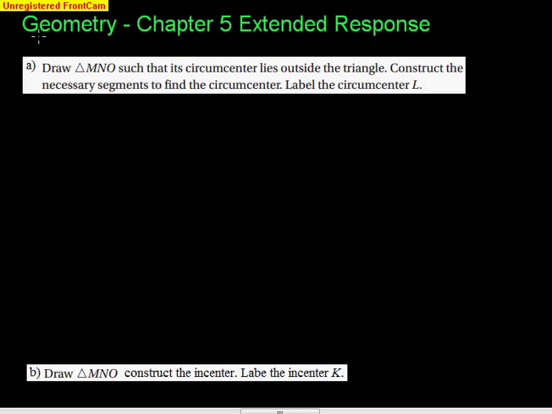Okay, so it says draw triangle MNO such that its circumcenter lies outside the triangle. Construct the necessary segments to find the circumcenter. Label the circumcenter L. So for the circumcenter to be outside, and again, the circumcenter can change its position inside, outside, or on the triangle, the triangle has to be obtuse. So I'm going to draw an obtuse triangle. It's going to look something like this. There's my triangle. And I'll call it MNO.